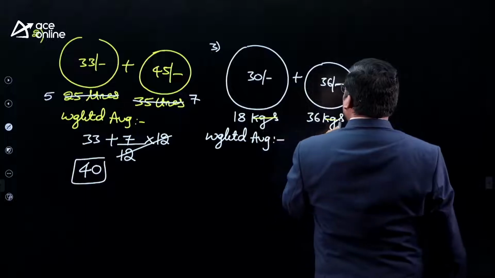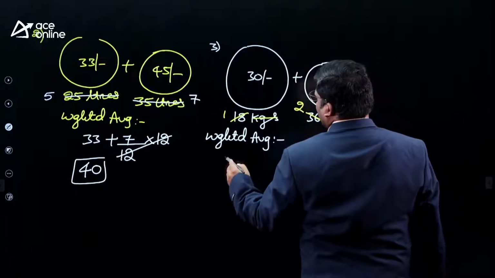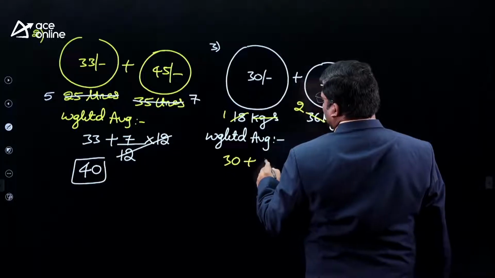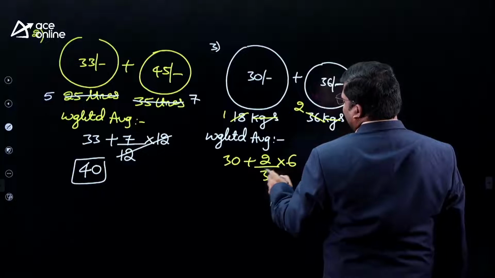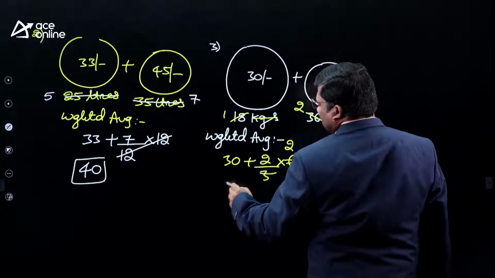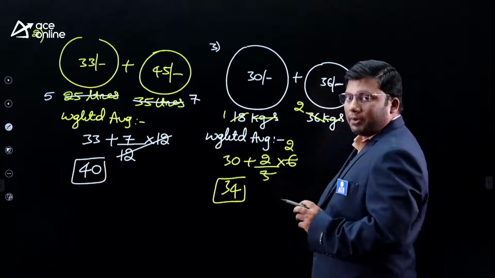This is out, this is out. 18 ones are, 18 twos are. So it is 30 plus 2 by 3 into 36, 30. Difference is 2. Answer is 34. Easy approach.